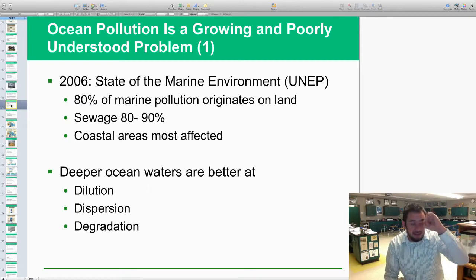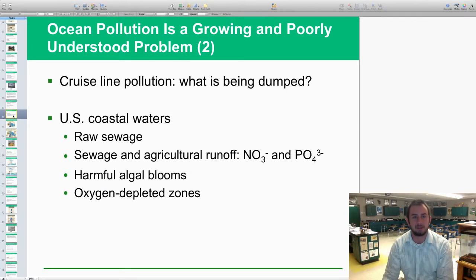We have figured out that deeper ocean waters are better at dealing with pollution through dilution, dispersing of those particles and pollutants, and also degradation, because there's lots of bacteria down there on the ocean floor to help break things down, just as it would if a whale died and fell to the bottom of the ocean. There are lots of organisms suited to help the decomposition process. So ocean pollution is a growing problem, and also a poorly understood problem.